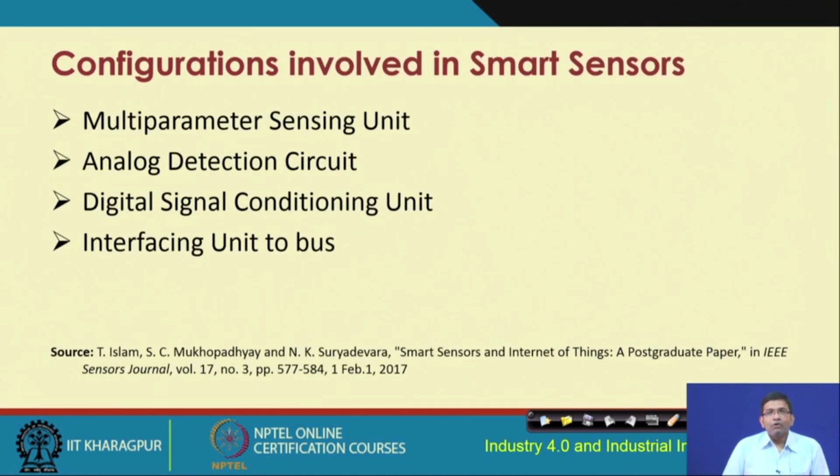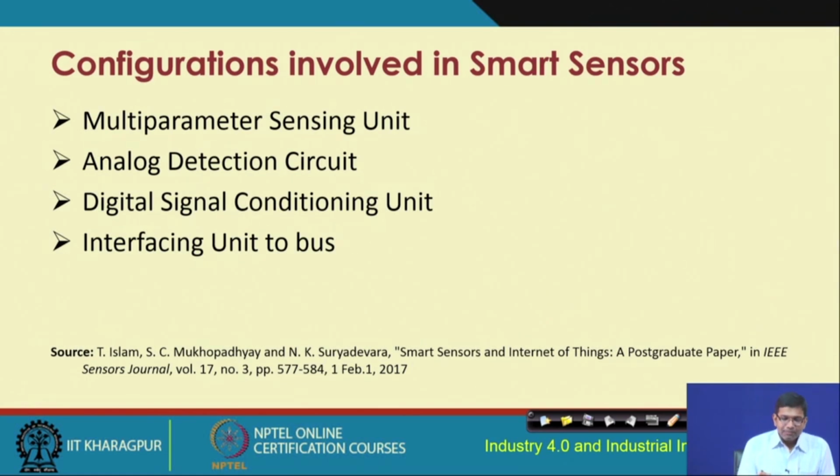So, the configurations that are involved in the smart sensors are, it is possible to have a multi-parameter sensing unit. Multi-parameter sensing means different parameters through the same sensor, it is possible to measure multiple parameters. So, the same sensor can be used to measure multiple gases, for example. The same sensor would be able to do multiple functionalities. Then we have the analog detection circuit, digital signal conditioning unit and interfacing unit to the bus. These are the different components which will be used to configure the smart sensors.